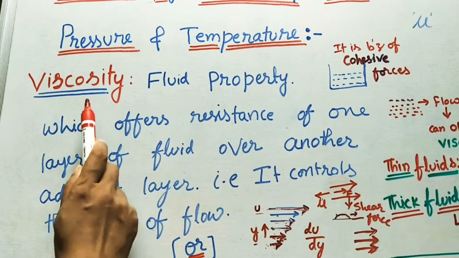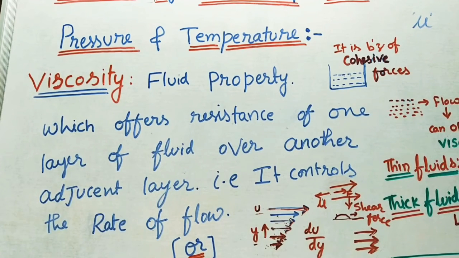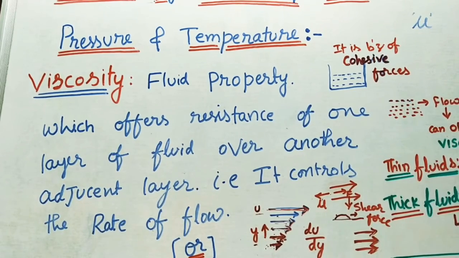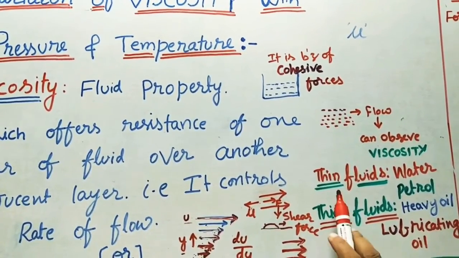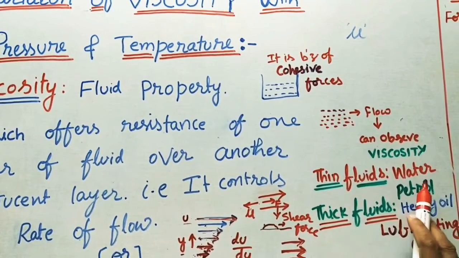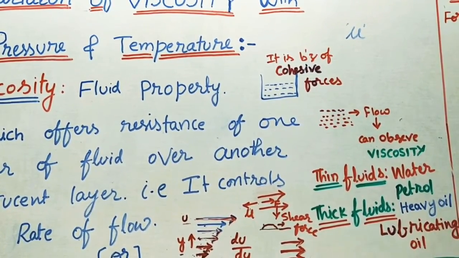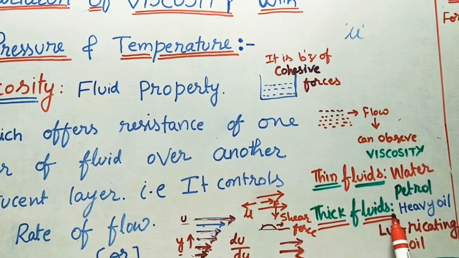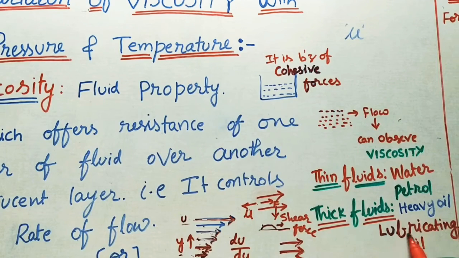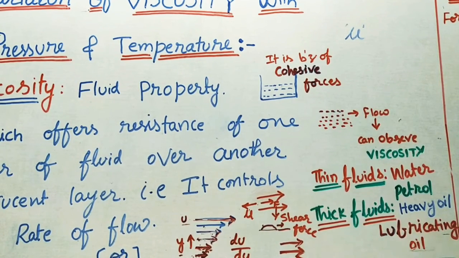So because of viscosity, we can find the type of fluid. If the fluid is flowing very easily, we can call it a thin fluid. The examples are water and petrol. If the flow is not free, it is called a thick fluid. We can call it lubricating oil, heavy oil, castor oil, like that.